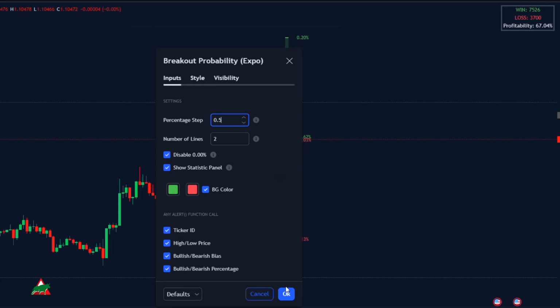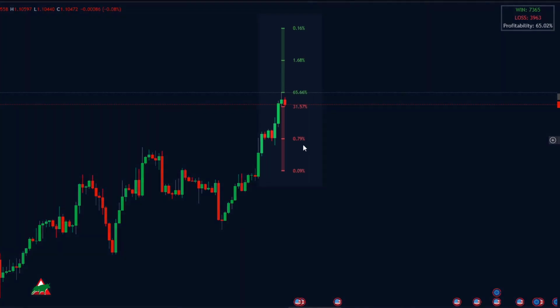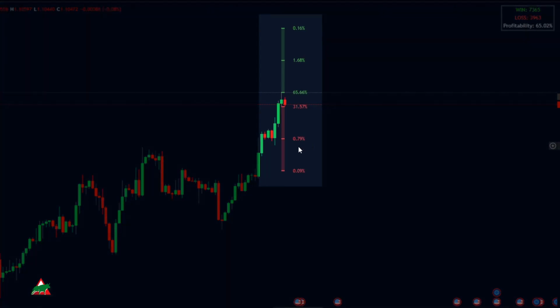Another setting to take note of is the number of lines. You can use this to decrease the number of lines that the indicator plots to make the chart less cluttered. Now, let's move on to how this indicator works. The most basic way to read the indicator is by looking at the percentages and seeing if the price action is going to form a green or red candle.